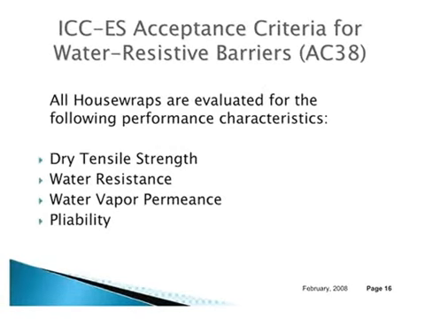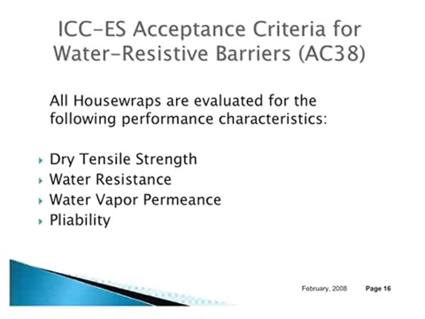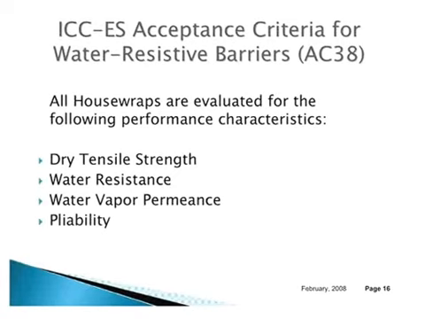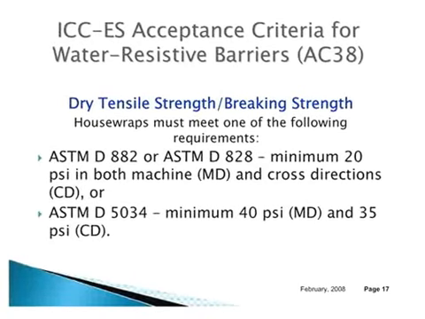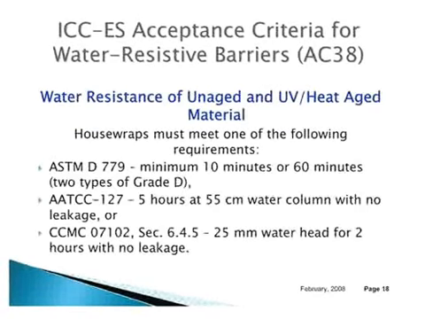If we take a look at the requirements in AC38, there are 4 main requirements that a manufacturer will need to meet. First of all, dry tensile strength. Second, water resistance. Third, water vapor permeability. And finally, pliability or flexibility of the material. For dry tensile strength, there are 3 ASTM standards that the manufacturer can choose from depending on how their material is made. They can choose one of them, and they have very particular requirements based on that standard.